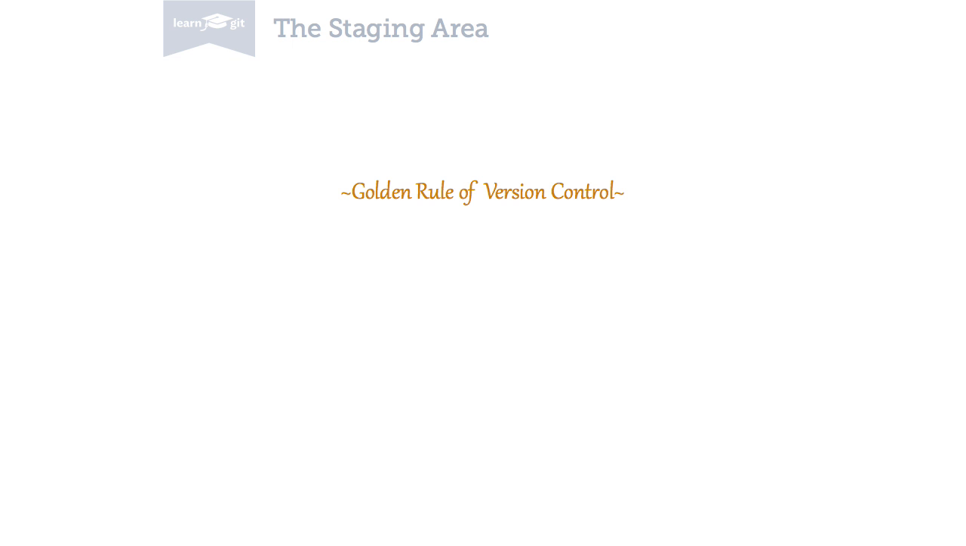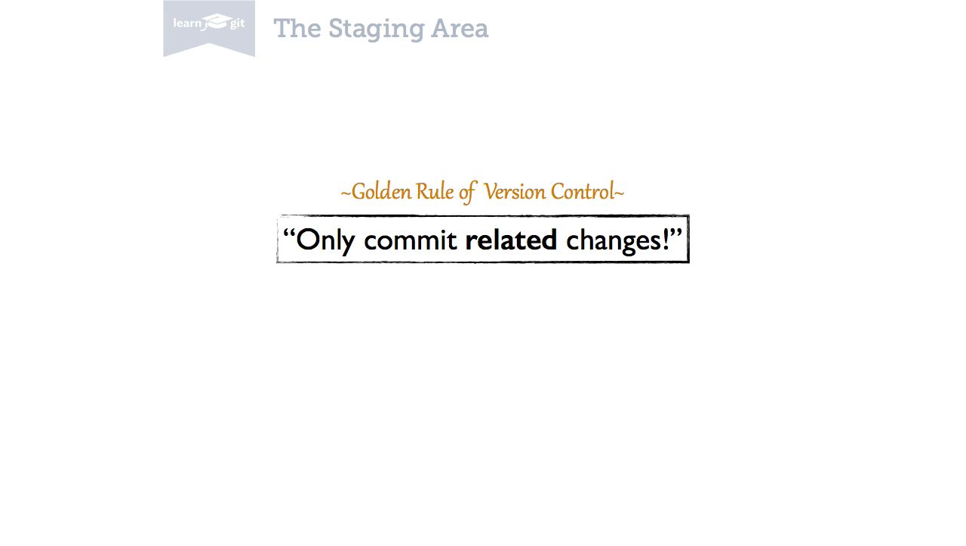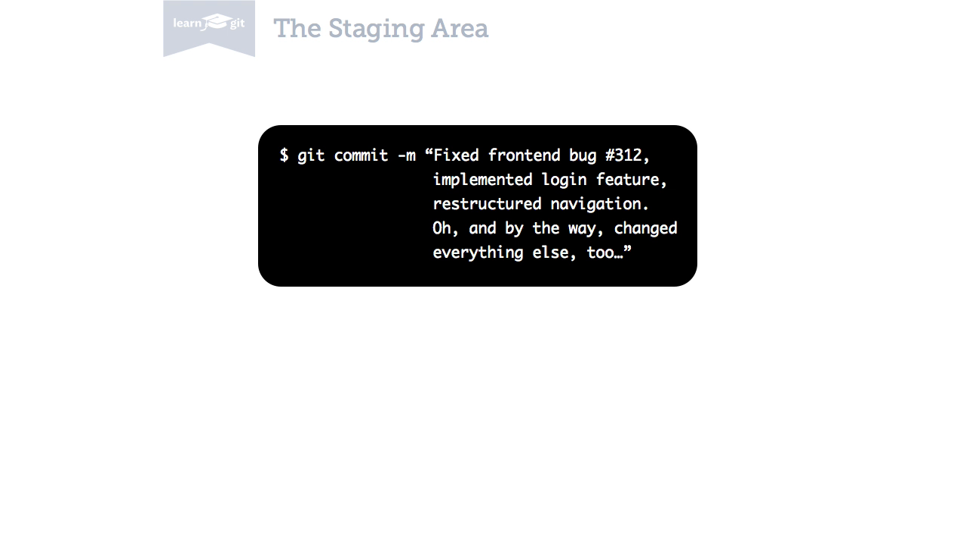Before we finish this video, why does the staging area exist? What is it useful for? To understand this, you have to know a golden rule of version control. Only commit related changes. By contrast, this is how a commit message should not look like.